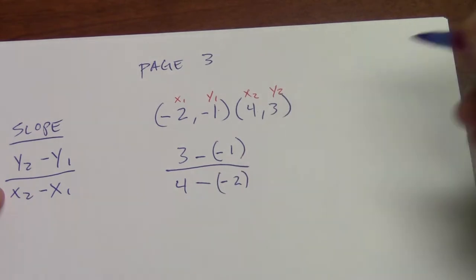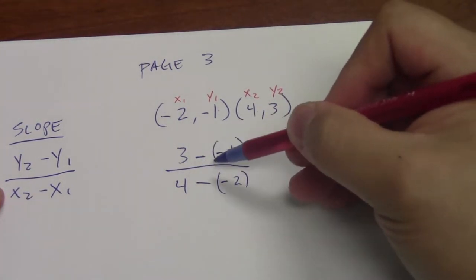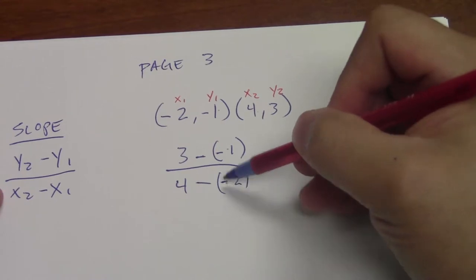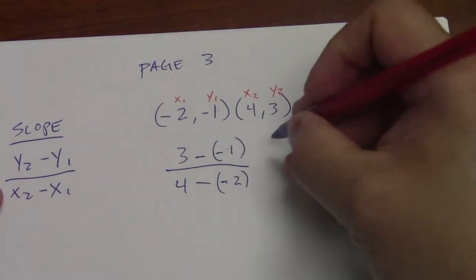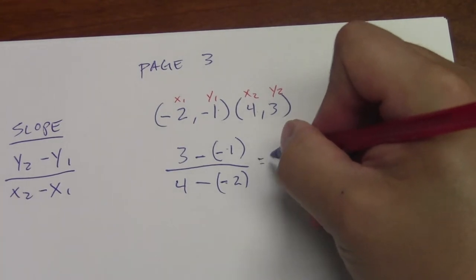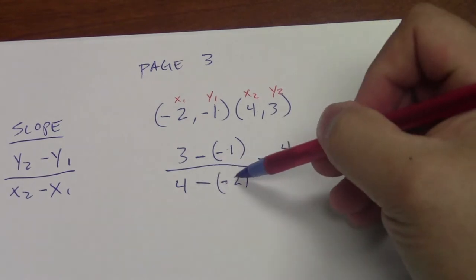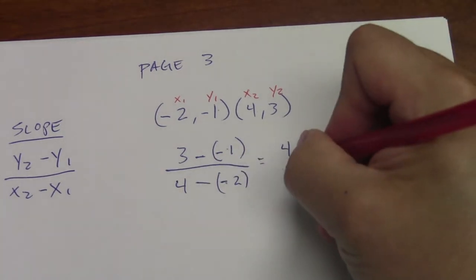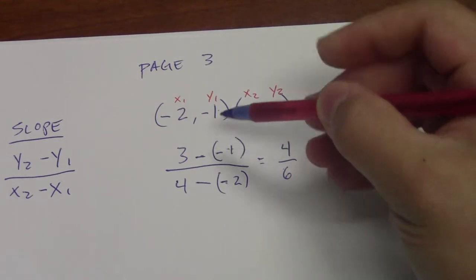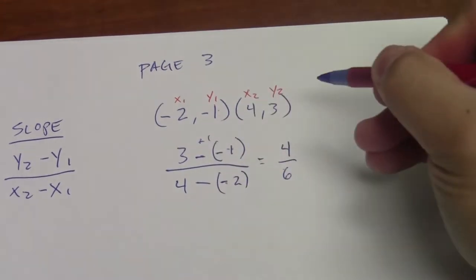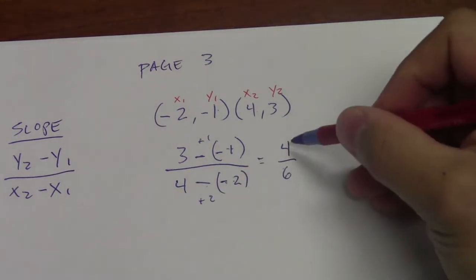So that's a 2. And then I just solve. Negative times a negative is a positive. So really I'm just adding together items. So that gives me 4, because 3 plus 1 is 4. And then over here, 4 plus 2 is 6. Remember, that's a negative, but that negative turned it into a positive. So it really turned into 3 plus 1, and 4 plus 2. All right, so that's how I got that.